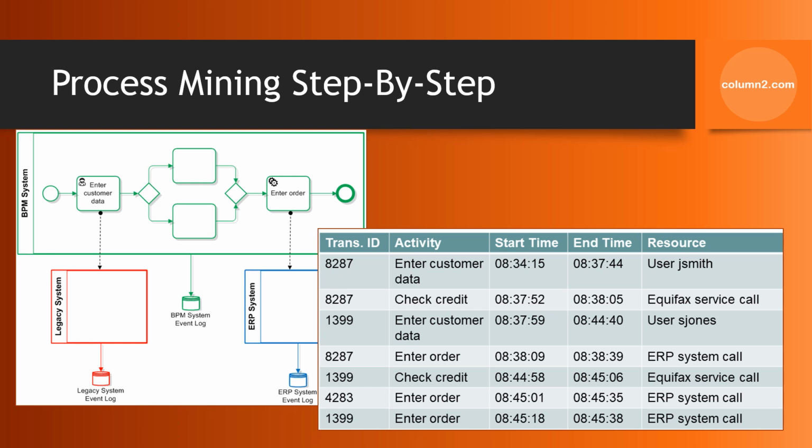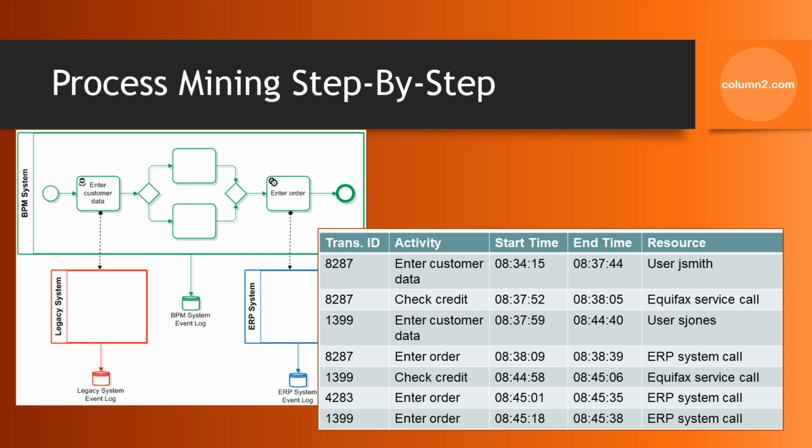It has a unique transaction or case ID, then the activity name, which is the stage that we're at in the BPM process, the start and end time for the activity, and the resource that performed the activity. Trace through for case number 8287. You'll see the first activity at 8:34:15, which is when Jay Smith is assigned a task to enter customer data in the non-integrated legacy system.